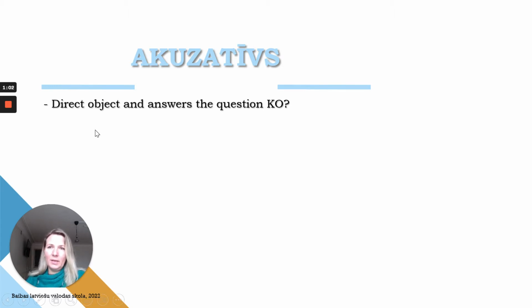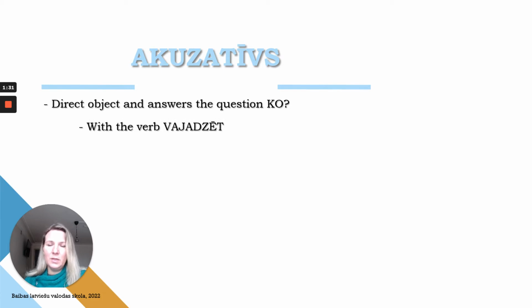So first of all, accusative is used as a direct object of the sentence and it answers the question "ko". If after this video you still don't understand what a direct object is, I would suggest you watch the recording of another video called the basic word order in a sentence. Maybe that would help you to realize what it is.